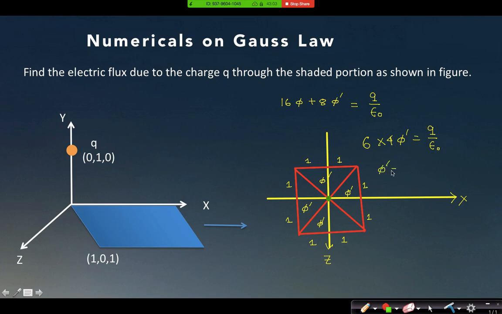From there, can I find that phi prime will be q by 24 epsilon naught? Now I will just put the value here and I will find the value of phi. What you will get? 8 phi prime is q by 3 epsilon naught. What is your answer? Q by 24 epsilon naught. Yes, that phi will also be q by 24 epsilon naught. That should be the answer of this question.